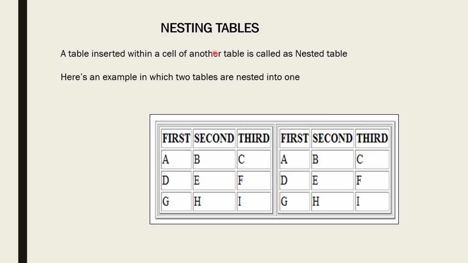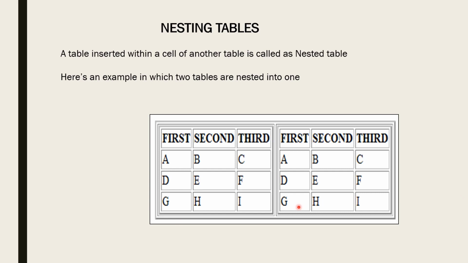Our next topic is nested tables. Nested tables means a table which is inserted into another table is called a nested table. And here's an example in which two tables are nested into one. See here, this is the first table and this is the second table, in which these two tables are inserted into another table. So totally we have three tables.